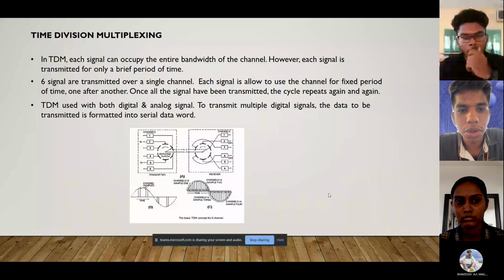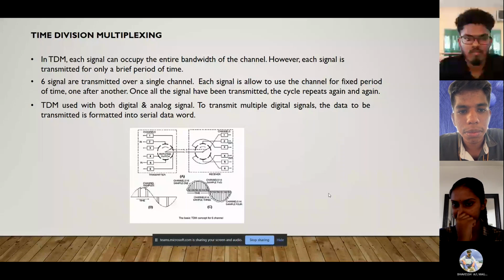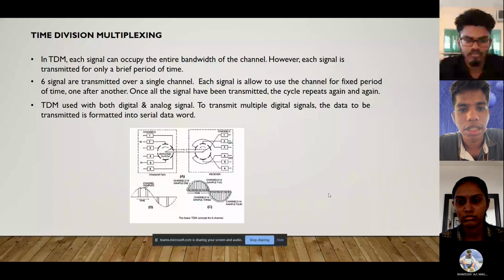TDM is used with both digital and analog signals to transmit multiple digital signals. The data to be transmitted is formatted into serial data words. That is the diagram of the basic TDM for 6 channels only.